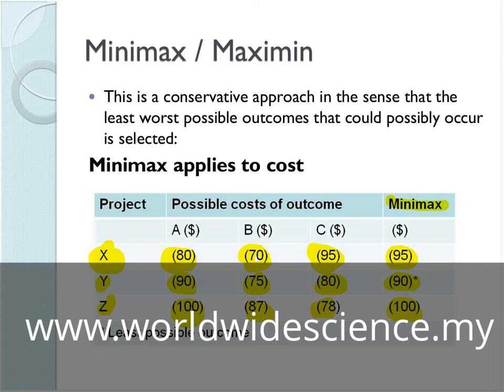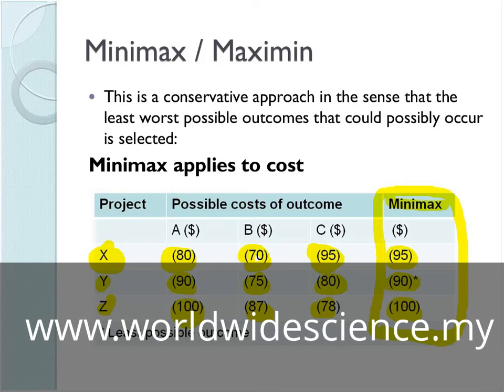So first, when we have a few different projects, we must identify the possible cost for those projects, the investments. How much money we can invest in those projects. From those costs, we should select the highest one, the highest cost. As you can see in the Minimax box, we already chose the highest box from three projects, right?